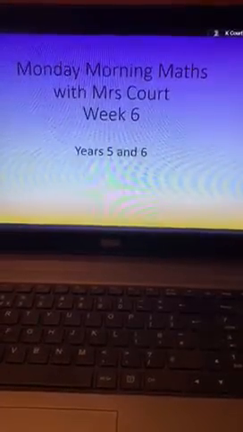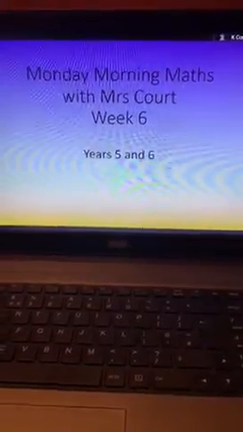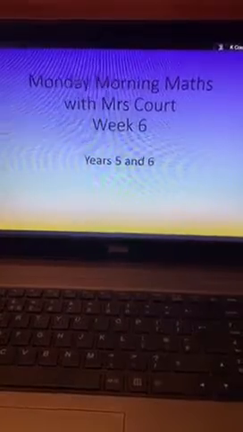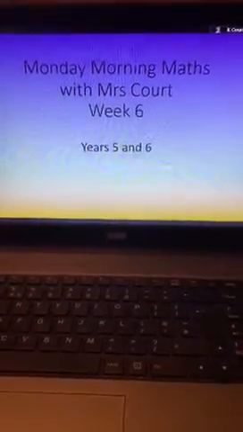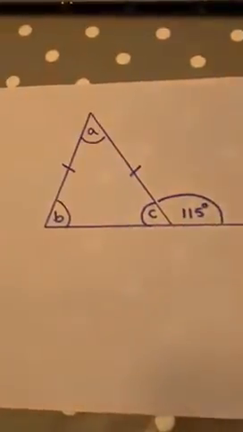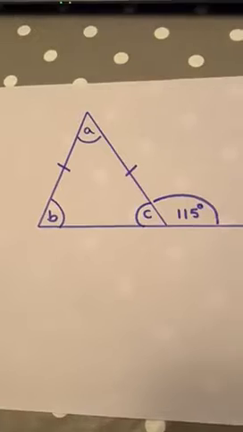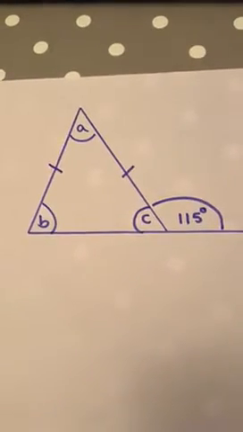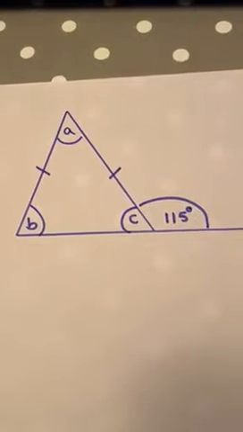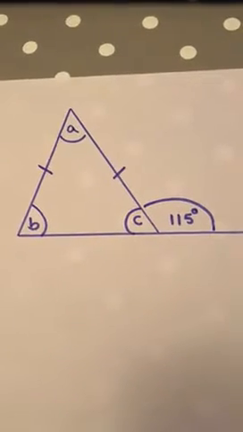So, this week we're going to be thinking about properties of shape, and in particular we're thinking about angles and position. So, here is my question for you today. I have an isosceles triangle which is sat on a line. Pause the video and remind yourself and tell your grown-up about what we know about an isosceles triangle.